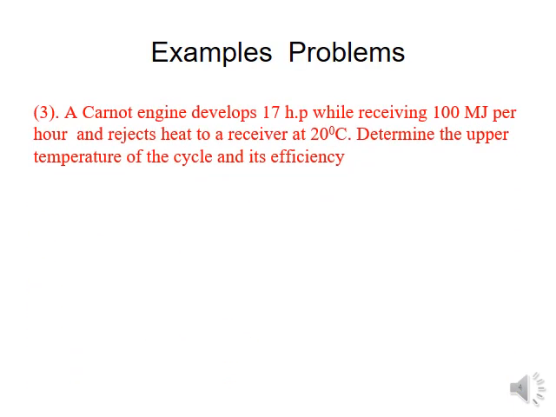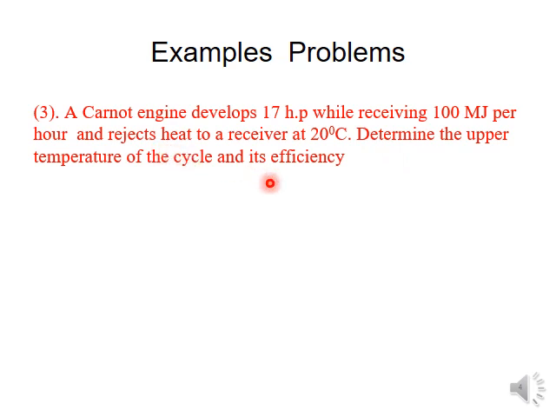So first, a Carnot engine cycle develops 17 horsepower, HP meaning horsepower, while receiving 100 megajoules per hour. It's not given in kilojoules, it's given in megajoules per hour. It rejects heat to a reservoir at 20 degrees centigrade. Determine the upper temperature of the cycle and its efficiency.